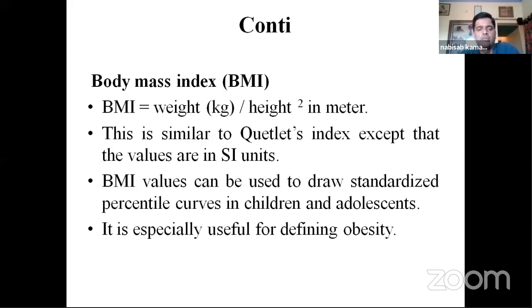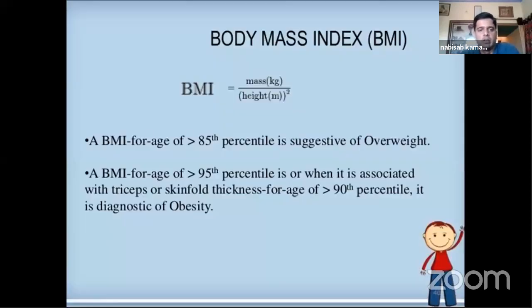Next, under age-independent anthropometrical measurement, body mass index. This is similar to Quetelet's index, except that the values are in SI units. BMI values can be used to draw standardized percentile curves in children and adolescents. It is especially useful for defining obesity. If BMI is greater than the 85th percentile, it is suggestive of overweight. If BMI is greater than the 95th percentile, it is indicative of obesity.